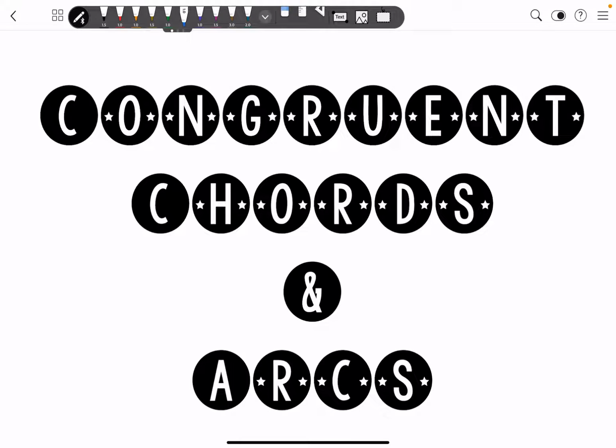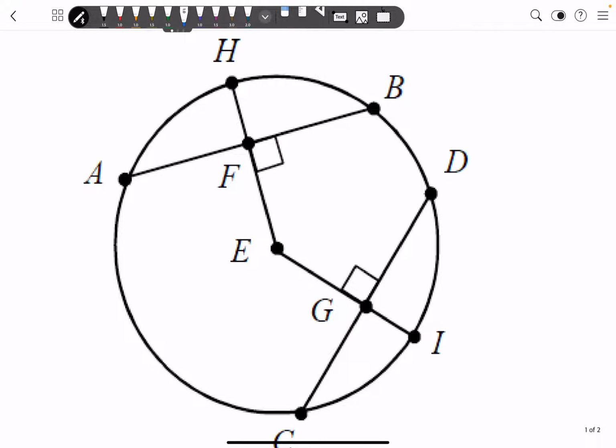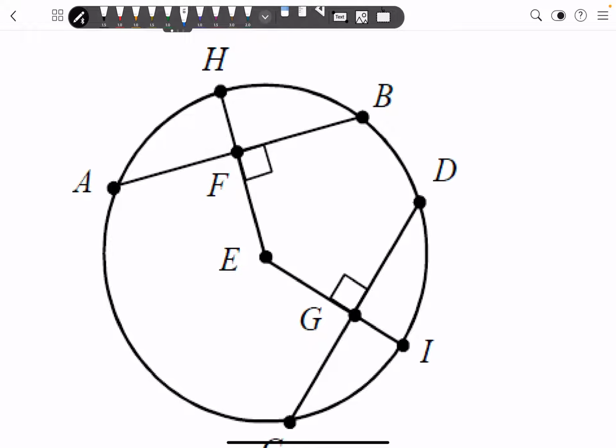Hey everybody, so we're going to be talking about congruent chords and arcs. You do have a large figure up front, and we're going to be using three theorems, and those three theorems are going to be using this figure right here. So if you want, you can color code it. I'm using 3 different colors. I'll also show you on the screen individually what they look like.